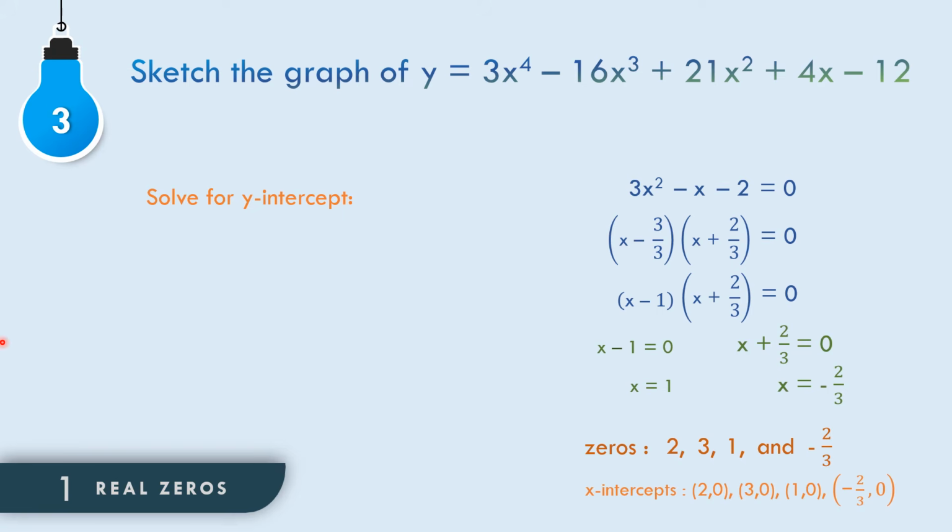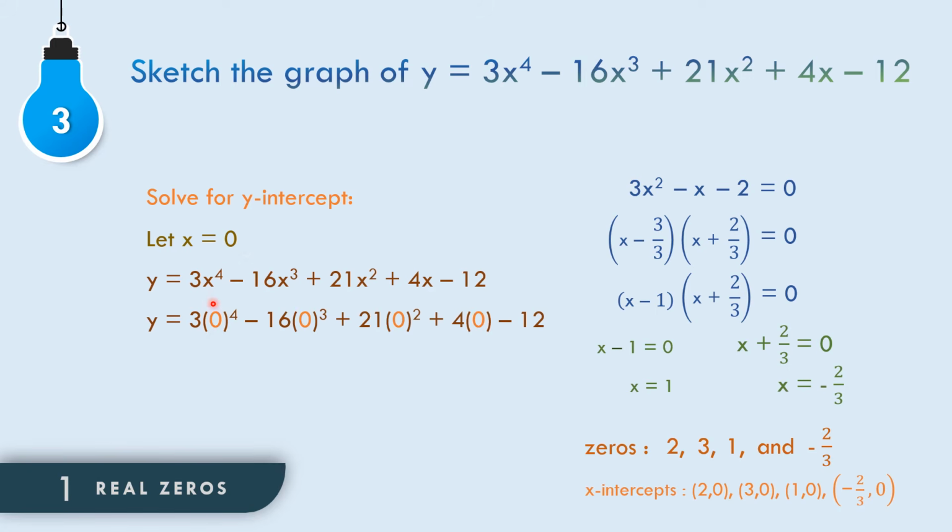Let us solve for the y-intercept. Let x be equal to 0 in the given y is equal to 3x to the fourth minus 16x cubed plus 21x squared plus 4x minus 12. Let us replace the value of x by 0. So 0 to the fourth is 0. 0 cubed is 0. 0 squared, 0. 4 times 0 is 0. So it means y is equal to negative 12. So the y-intercept is (0, negative 12).